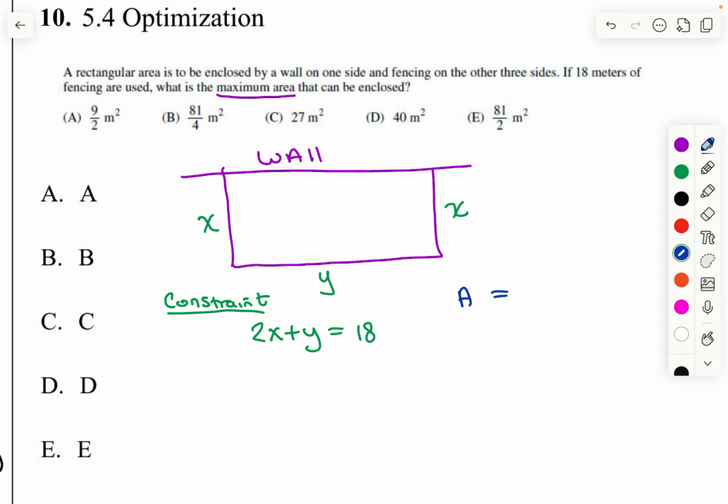I want it as a function of one variable. Right now it's xy. That's not a function of one variable, but we use our constraint. So y, over here we know y is equal to 18 minus 2x, which I can take and put right here, and then I can write A of x. So now I can say A of x is equal to x times 18 minus 2x.